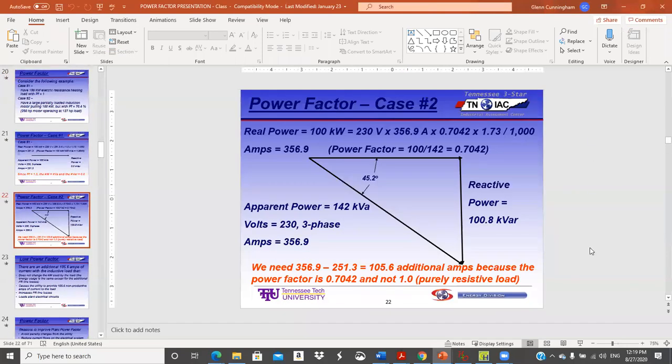Okay, we might pull that back. Loud, yell it. How'd you get the 45.2 degrees again?